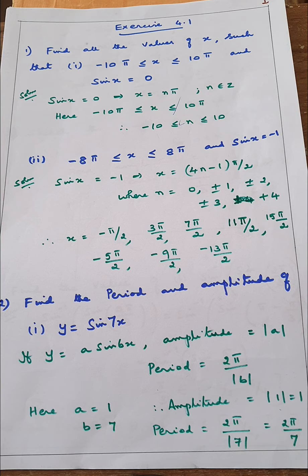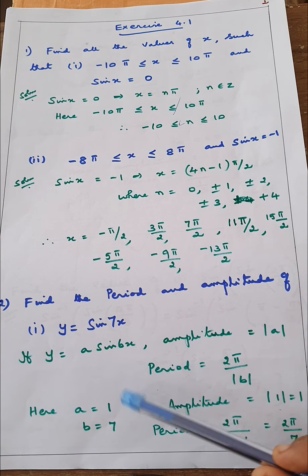Next, problem number 2. Find the period and amplitude of y is equal to sin 7x. We have learnt that if y is equal to a sin bx, when it is of the form a sin bx, the amplitude is nothing but modulus of a and the period is nothing but 2 pi by mod b. So this is the formula that you should know to find the amplitude and period.